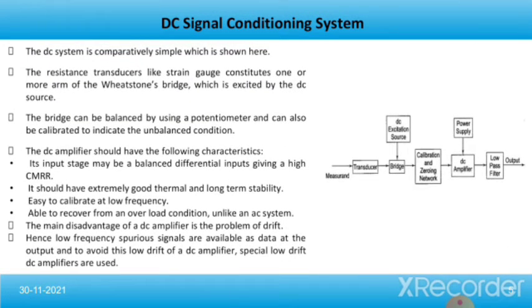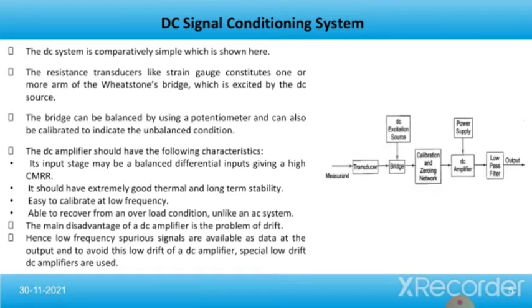The resistance transducers like strain gauge constitute one or more arms of the Wheatstone bridge, which is excited by the DC source. The bridge can be balanced by using a potentiometer and can also be calibrated to indicate the unbalanced condition. The DC amplifier should have the following characteristics. Its input stage may be a balanced differential input giving a high CMRR. It should have extremely good thermal and long-term stability. It is easy to calibrate at low frequency and it is able to recover from an overload condition unlike an AC system.